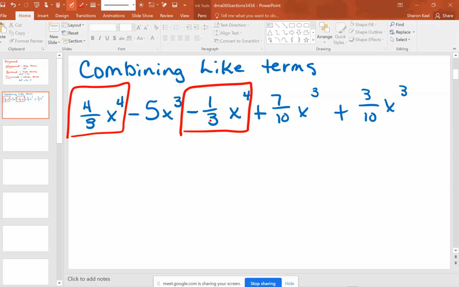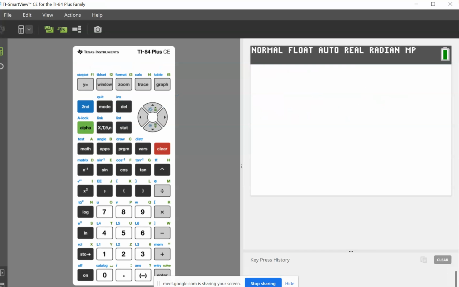This is where, when you have fractions, please just use your mathematical tool. It's like our math hammer. We're going to use our calculator. So we're going to take 4/3 and subtract 1/3.